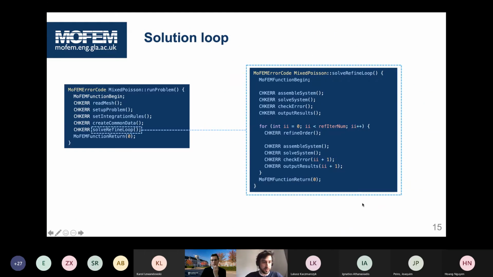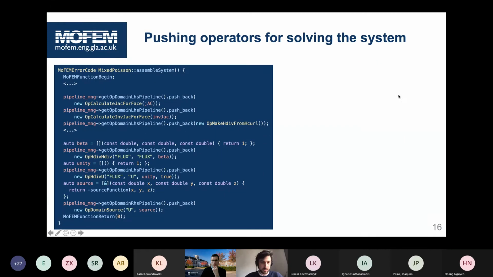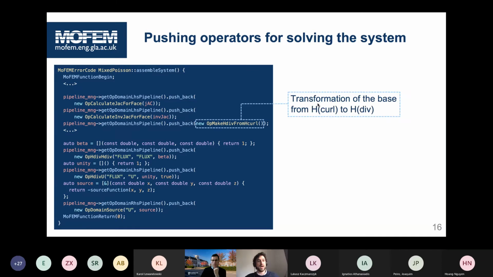I will skip the functions which are similar to the already presented tutorials, and I will concentrate on the solving in the refinement loop. So here, before actually getting into the refinement loop, we solve the system once, and before solving, we need to assemble it, and this is what we will consider here. So assembly of the system starts from the functions similar to what was presented before for the Poisson problem. We need to calculate the Jacobian and inverse Jacobian.